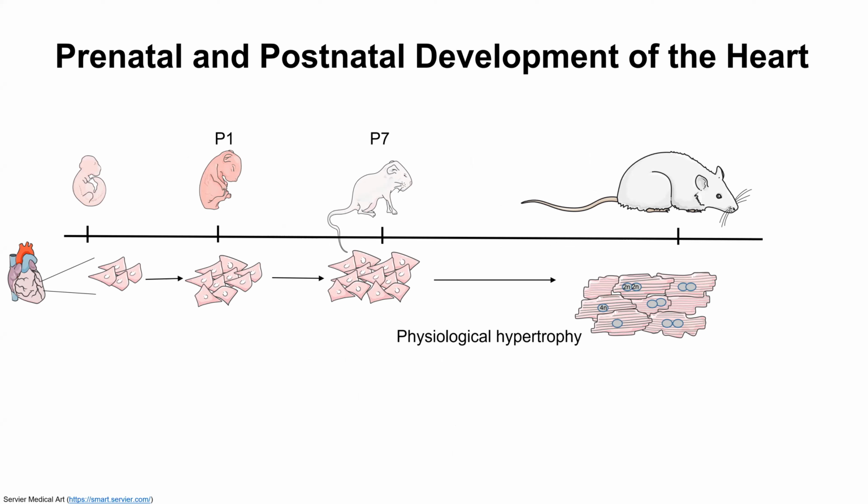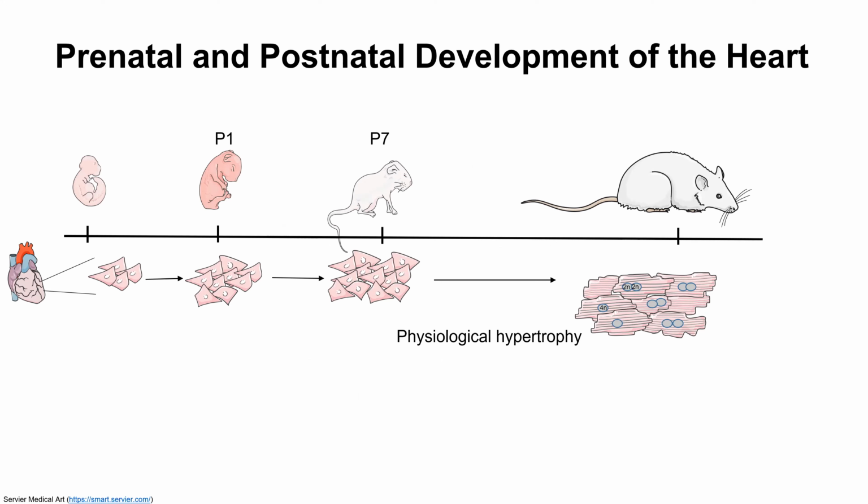As you know, cardiomyocytes are the main component and contractile unit of the heart. During prenatal development and shortly after birth, the heart grows by cardiomyocyte proliferation. But cardiomyocytes withdraw from the cell cycle and terminally differentiate within the first week of life.